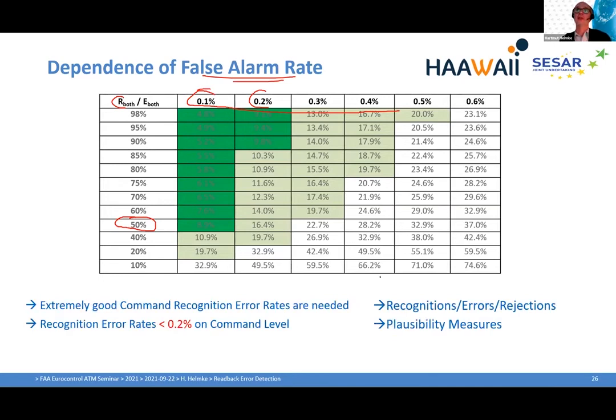We are considering recognitions and errors, and the trick is of course that you can also have rejection. If the recognizer is not absolutely sure, it says, well, I'm not sure, no output. That's a chance. So the sum of the recognition rate and the error rate is not 100% because you have rejections. That means we need plausibility measures, so that the system can say, well, I'm not sure, better no output.